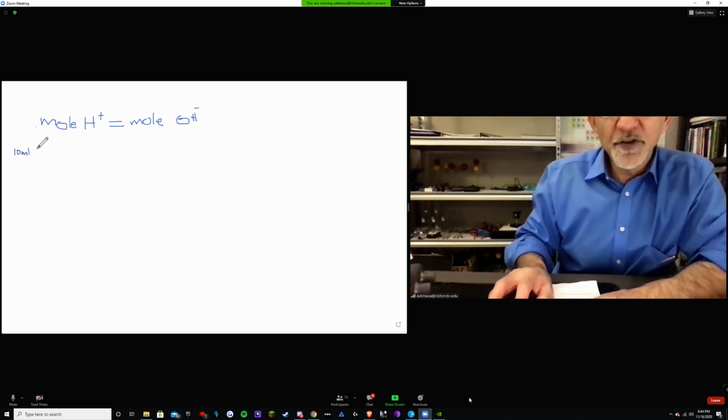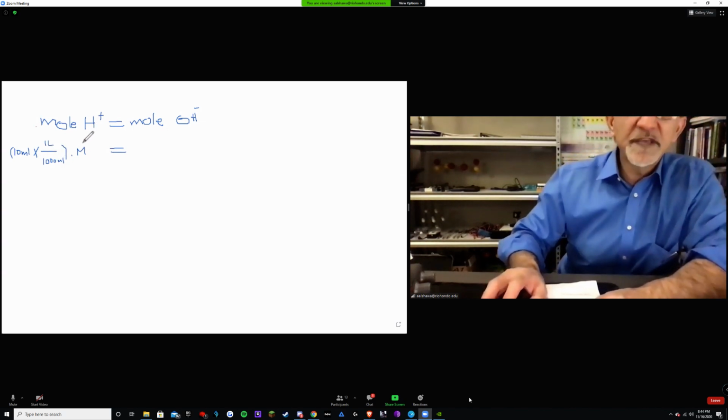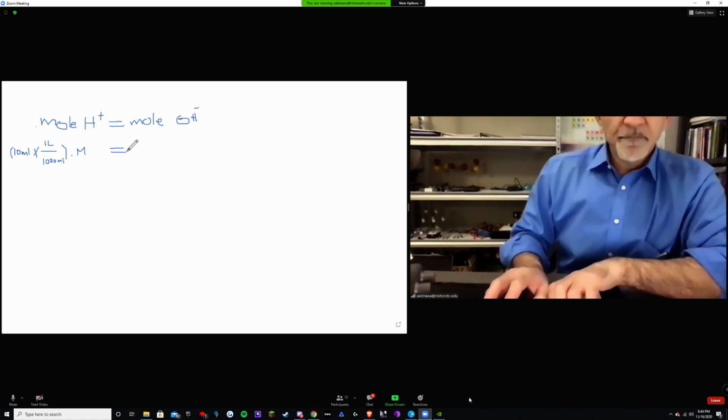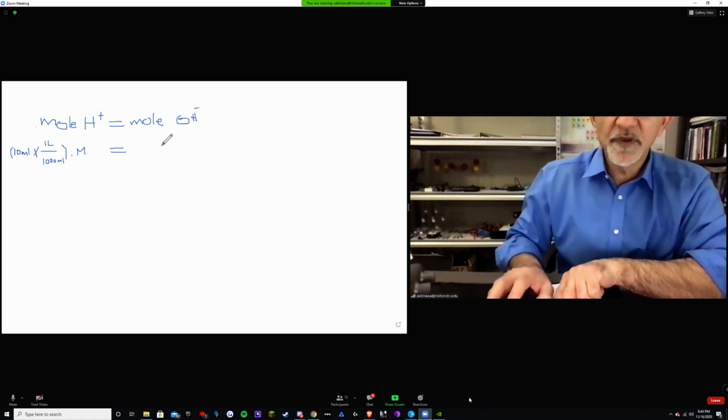Then convert that volume to liters. A liter has 1,000 milliliters. That's the volume of the acid added. Multiply that volume by the molarity of the acid, which is unknown, to get the moles of proton. This multiplication represents the moles of proton found inside the 10 milliliter beaker. That should be equivalent to the moles of sodium hydroxide, which is known.